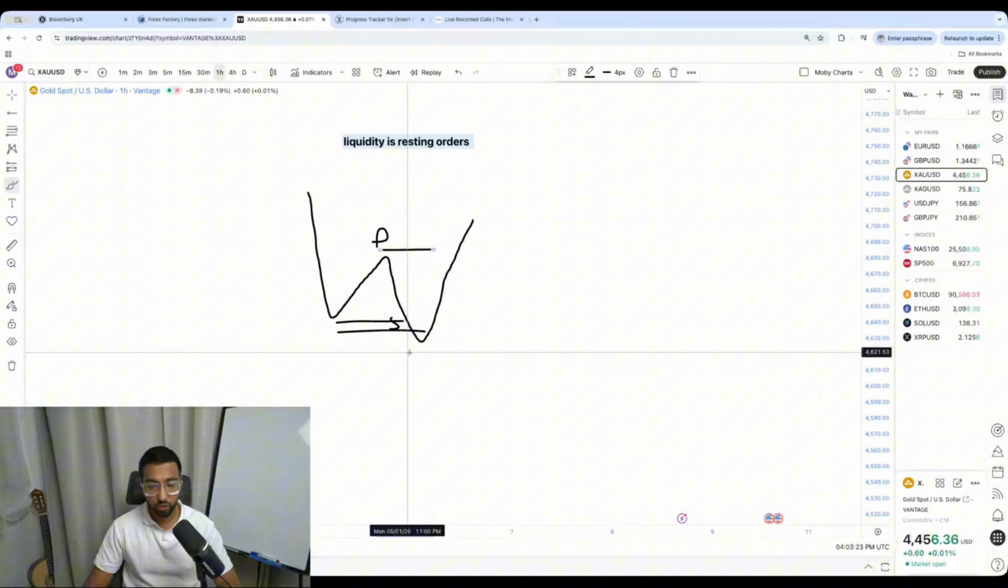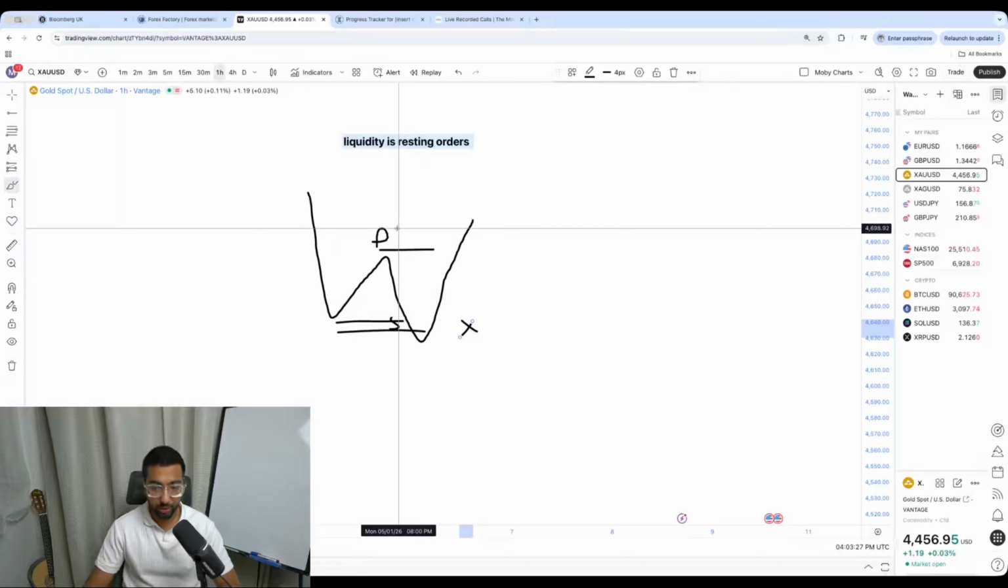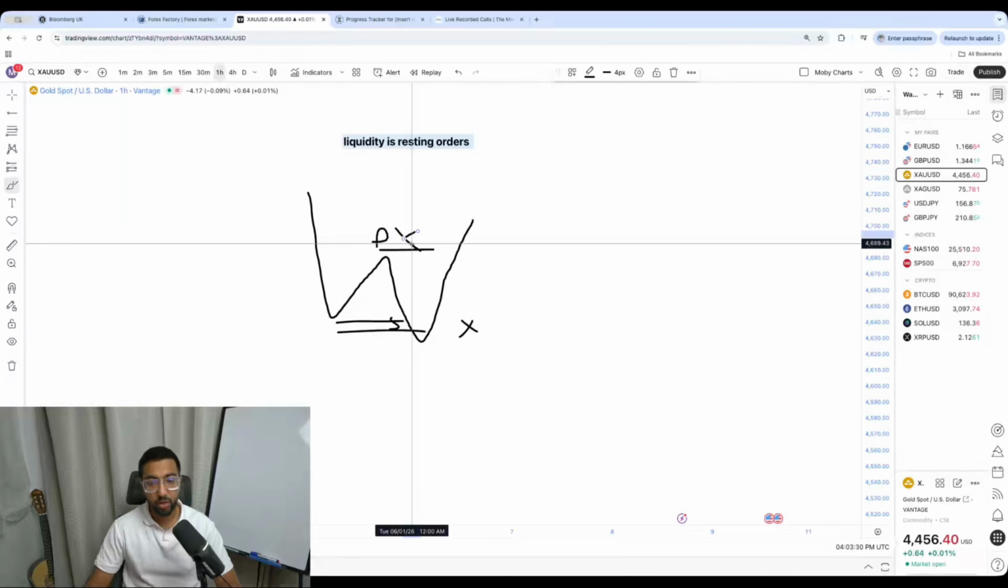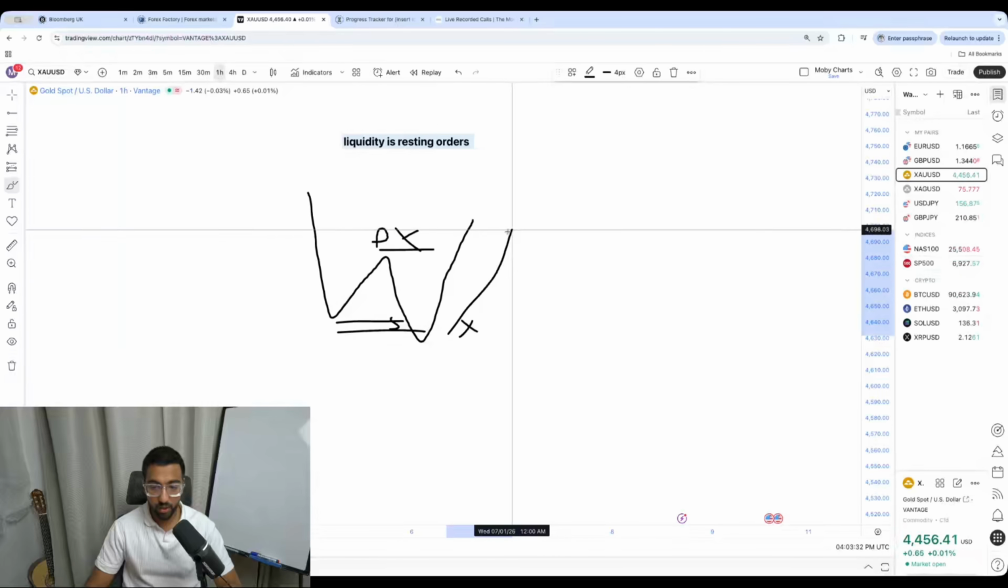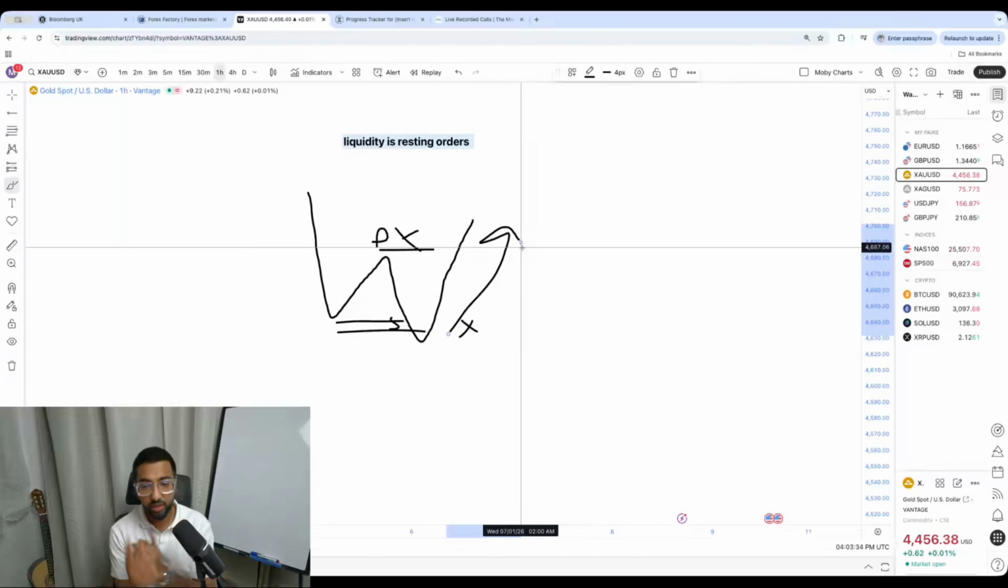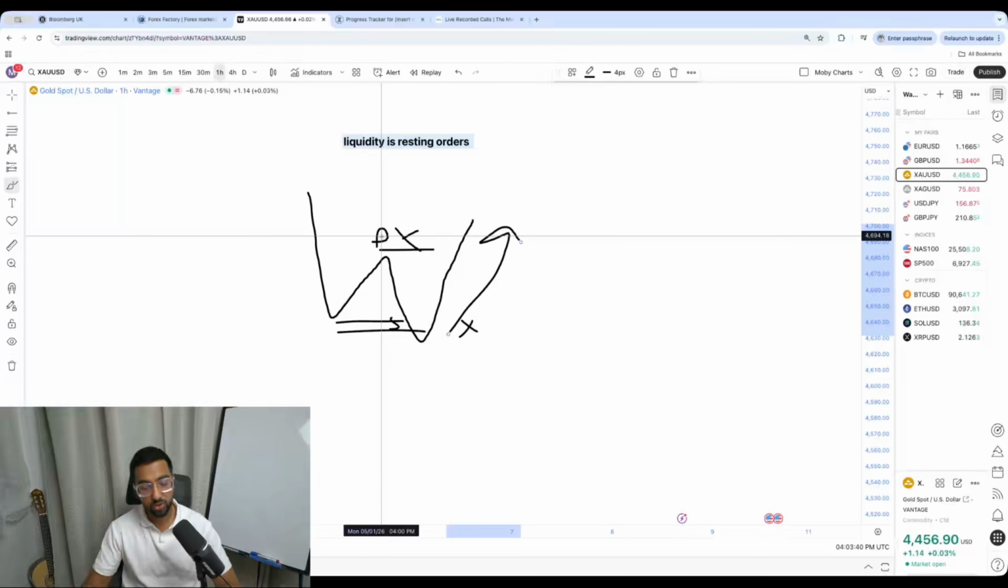What happened? Stop orders get taken out. Boom, no more sellers. Buy orders get stopped out. No more buyers. What happens? Market goes in that direction. And this is what we're looking for in the markets. This is what we want to see in the markets. We want to see that all the orders have been shut down and then we get this big move. That's what we're looking for when it comes to the markets.